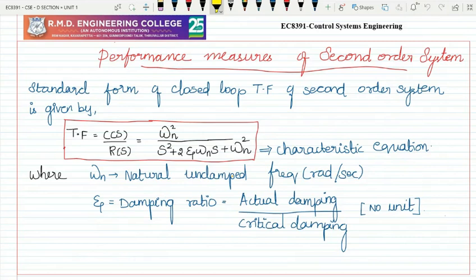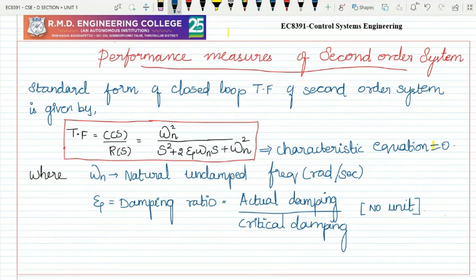The denominator portion, when equated to 0, we call the characteristic equation. It is one of the most important points here. Omega n is the natural undamped frequency, and its unit is radian per second. Then epsilon is the damping ratio.